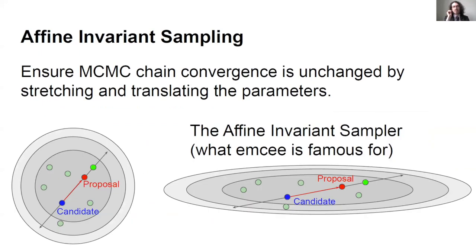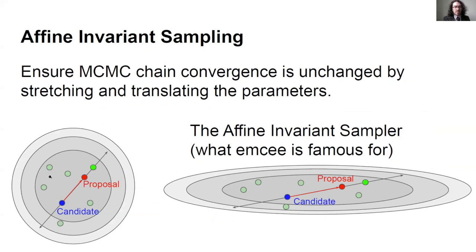So one area of research is trying to bake in resilience against bad scaling directly in the Markov chain. One of the first examples of this was the affine invariant sampler. If you run emcee, this is what emcee is famous for, having a good implementation of this. It's a nice sampler. It has some advantages, one being that it doesn't need derivative information, which makes it easier to use on black box models.